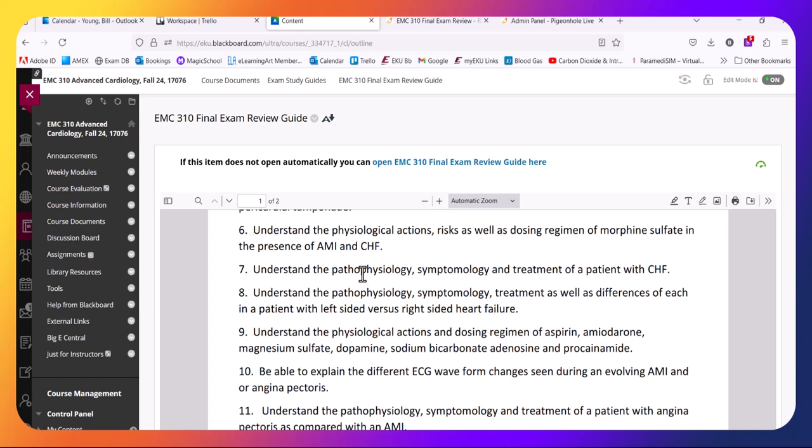Understand the symptomology, pathophysiology, and treatment of a patient with CHF. Okay. What is the pathophysiology of a patient who's in heart failure?